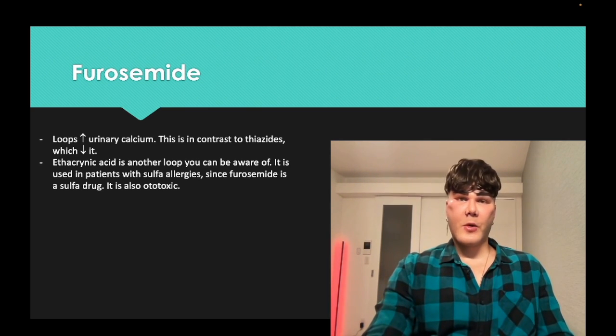And then, as I said before, ethacrynic acid is another drug you should be aware of. It's a loop diuretic. It's not a sulfa drug. Okay, it's still ototoxic.